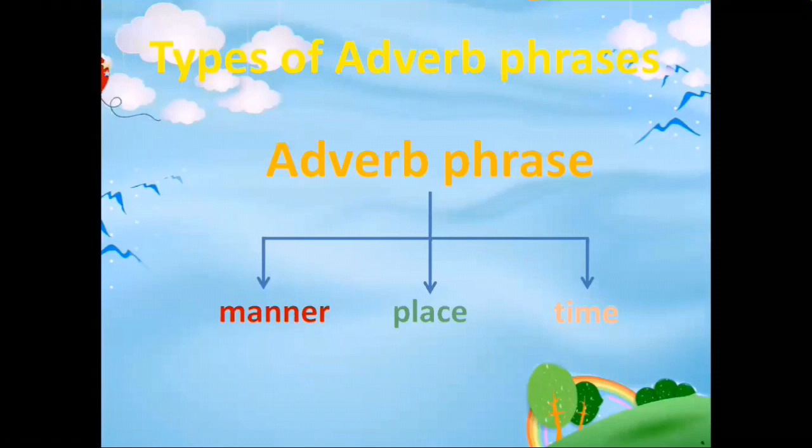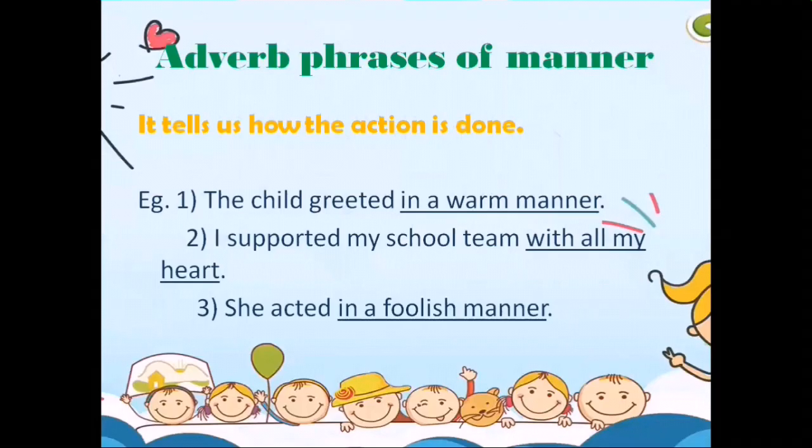Types of adverb phrases. Now, adverb phrases can be categorized into 3 types. That is, adverb phrase of manner, adverb phrase of place, and adverb phrase of time. Adverb phrases of manner. As the title suggests, it tells us how the action is done. The child greeted in a warm manner. How did the child greet? In a warm manner. Thus, it is adverb phrase of manner.